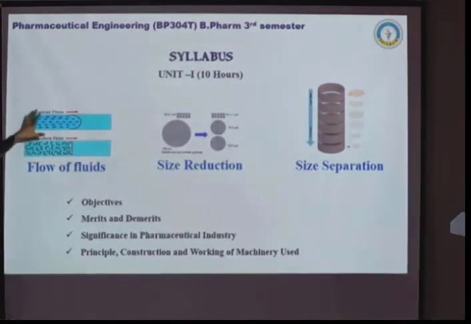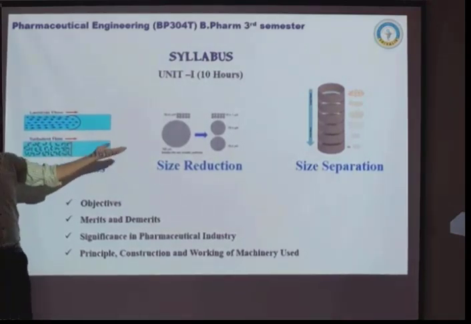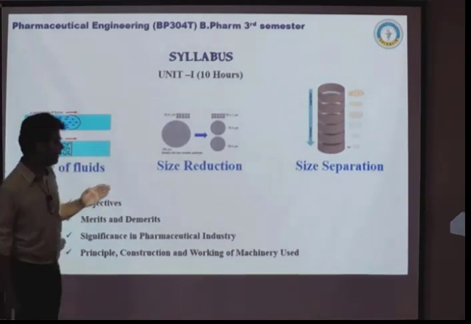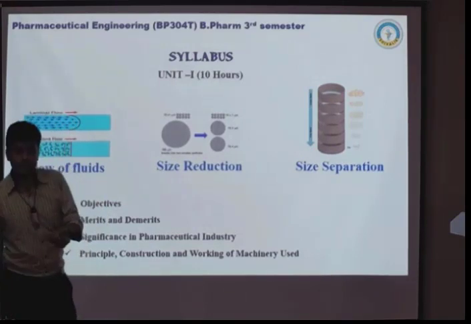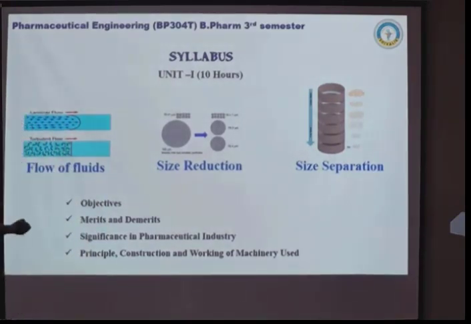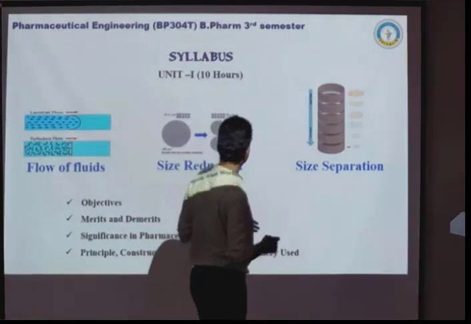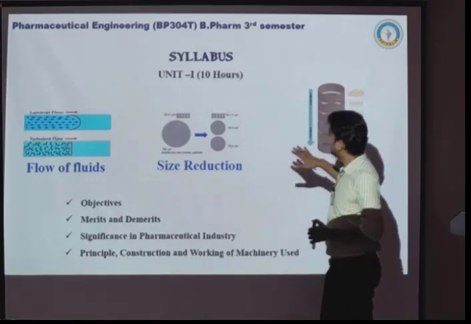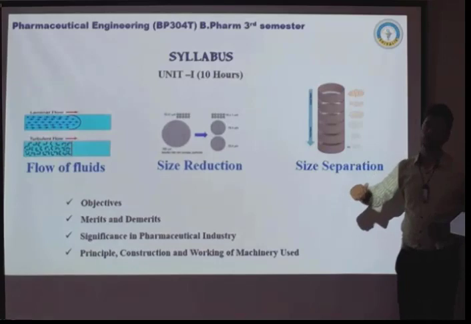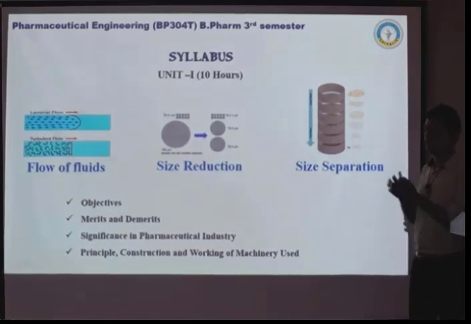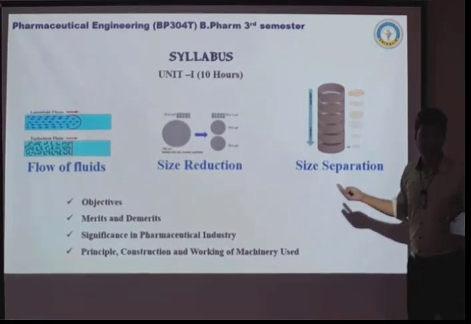Basically, in unit 1, we have 10 hours to complete, and we will have topics like flow of fluids, size reduction, and size separation. We will be discussing the general principles, advantages, disadvantages, theories, machineries, their working, principle, and construction, and a small part on troubleshooting. All these things will be studied in unit 1. Topics will be size reduction, size separation, and flow of fluids. We will have a comprehensive discussion on the machinery and processes and their significance in pharmacy.